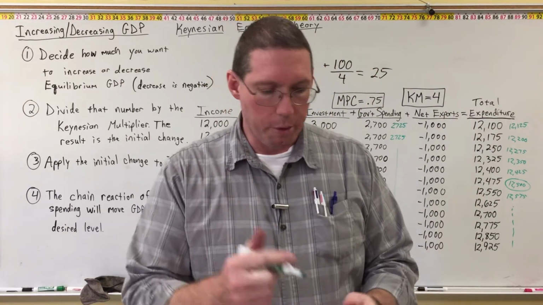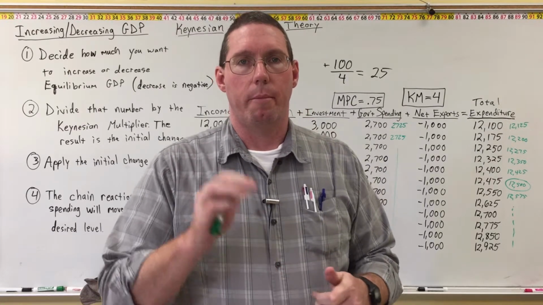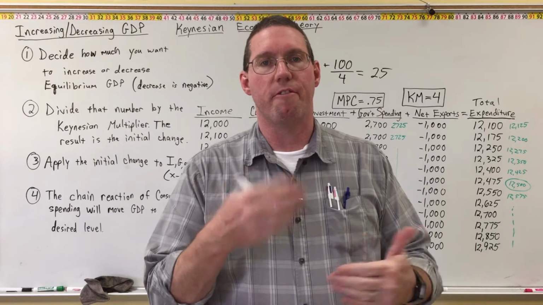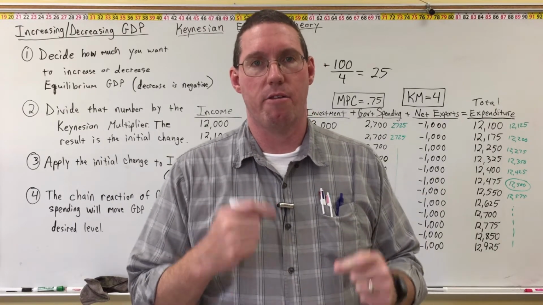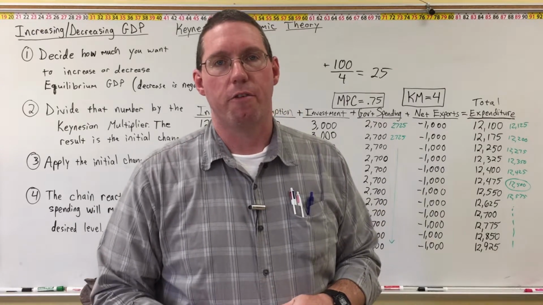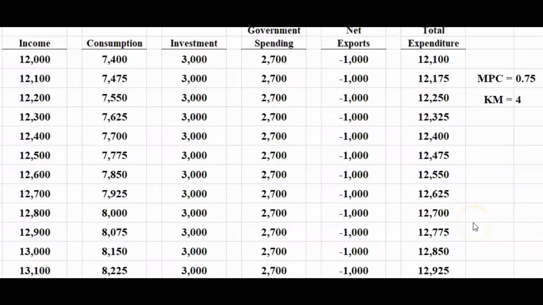Okay. All right. So I'm just going to go ahead and do a few more of these examples. They're much easier to do. We can do them faster if we do them in Excel on a computer. So I'm going to switch over to my computer now, and you can see a few examples. Okay. So we're going to do some examples here where we decide how much we want to increase or decrease equilibrium GDP by.